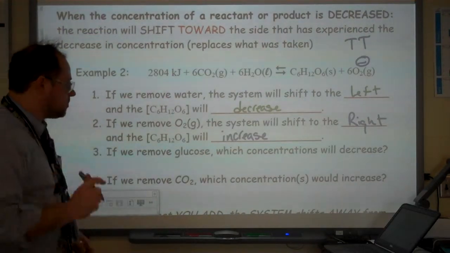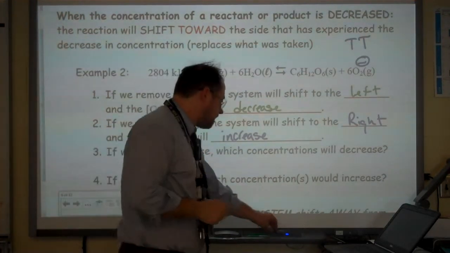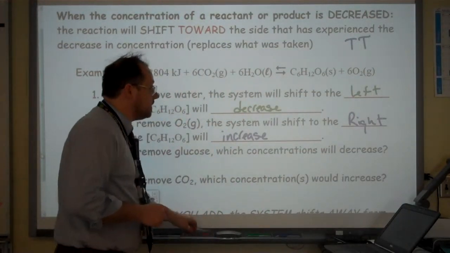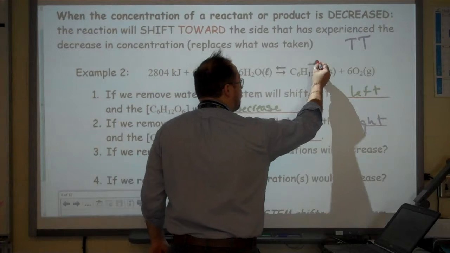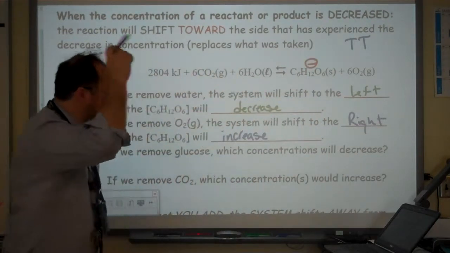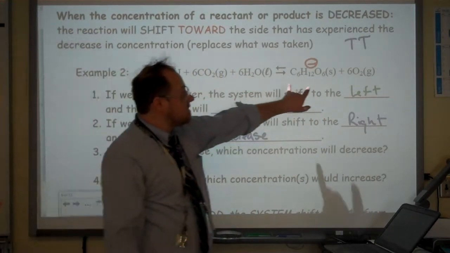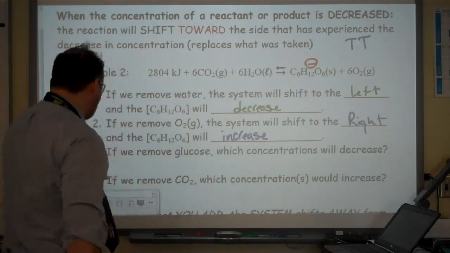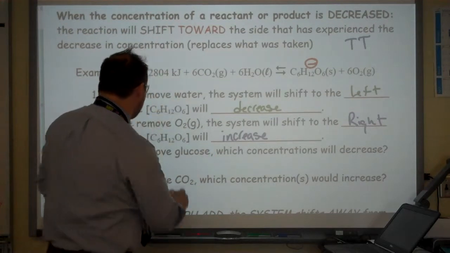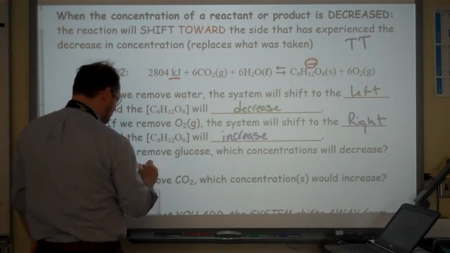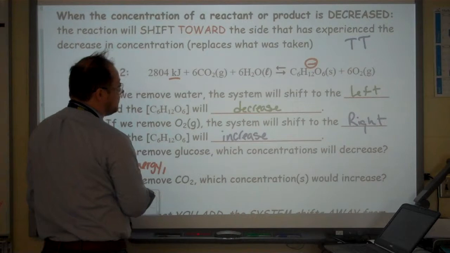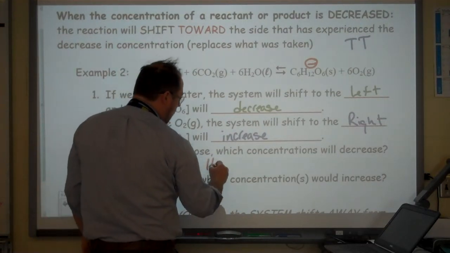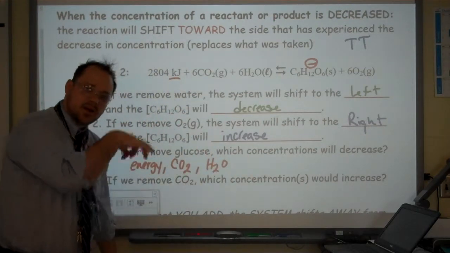If we remove glucose, which concentrations will decrease? Well, glucose is C6H12O6, one form of it at least. If we remove this, we're shifting towards the right-hand side, which means that these concentrations increase, and these three concentrations decrease. So we'll be decreasing the kilojoules as energy. So we'll have less energy used, carbon dioxide used, and we'll have less water used. So everything on the opposite side drops.